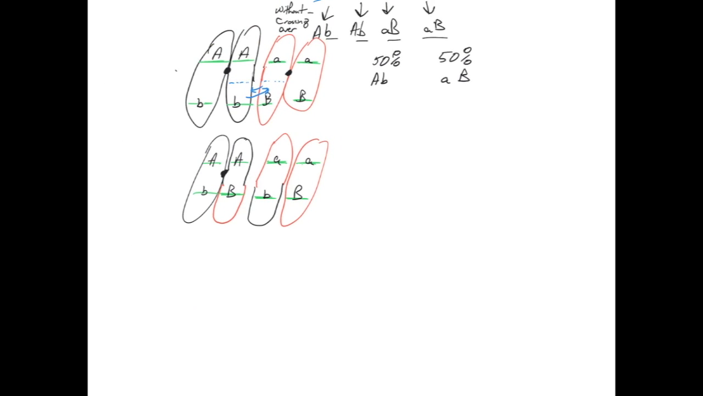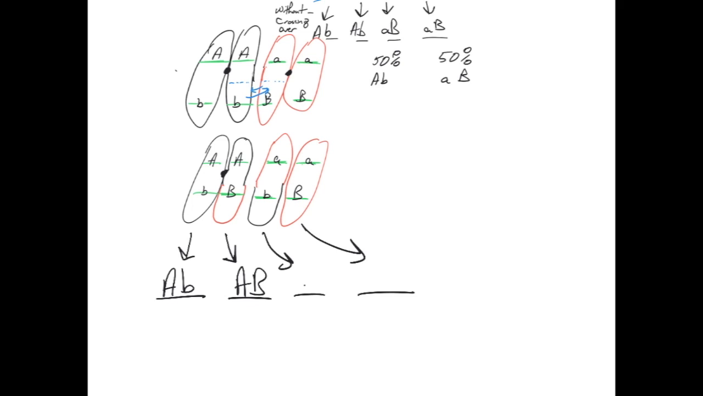Now with this new combination, what are the chances? What are the possibilities for your sperm or eggs to have? What could they have? There's four of them again. There's still four. What is the first one? Big A, little B. What about the second one? Big A, big B. And the next genotype? Little A, little B. And the last genotype? Little A, big B. So those are your four possible genotypes now. So now you have a 25% chance of each of these.